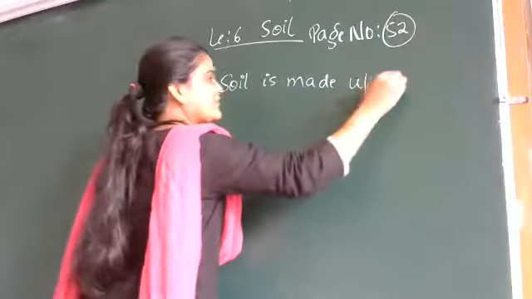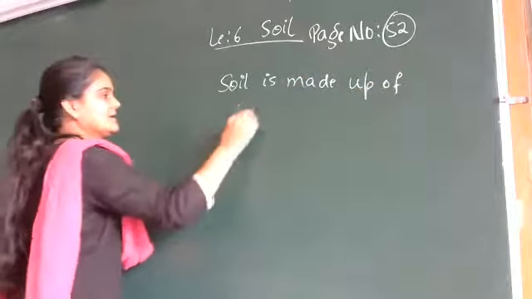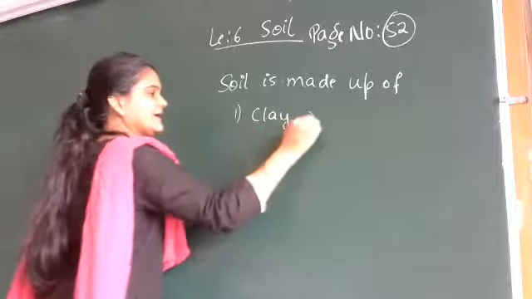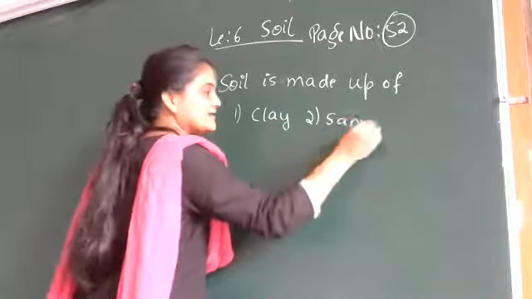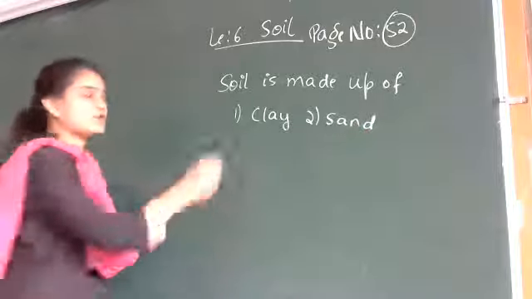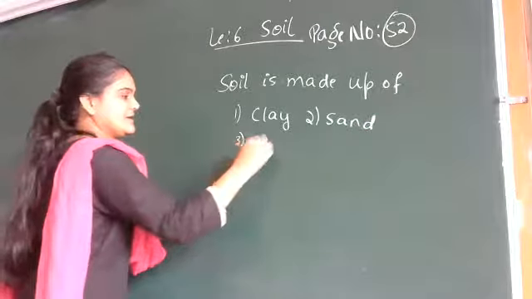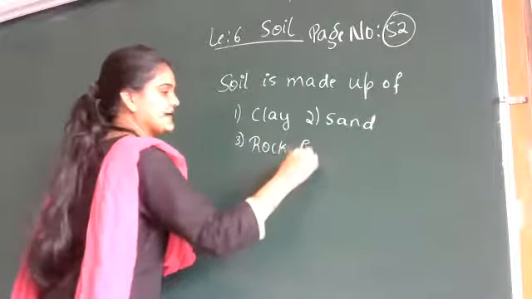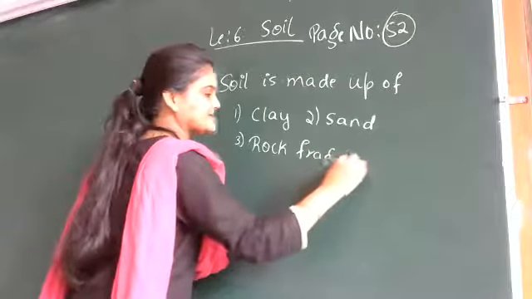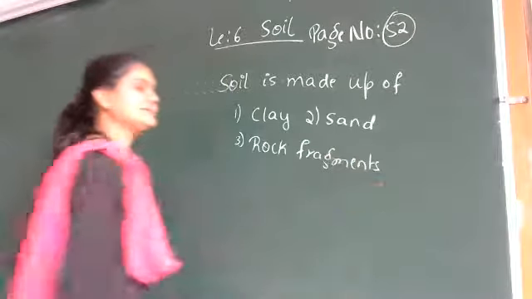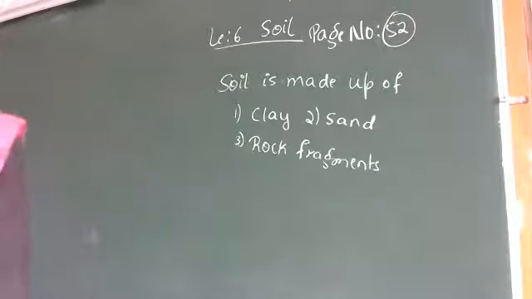Soil is made up of clay, sand, and rock particles or rock fragments. Fragments are what? The small pieces of rocks. So soil is made up of clay, sand, and rock fragments.